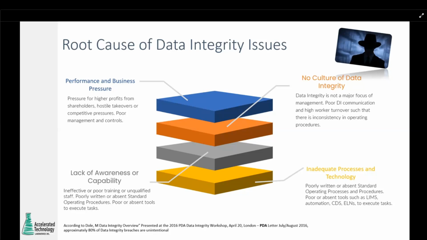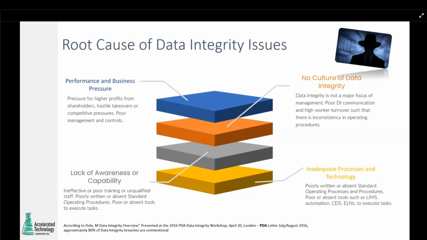So training and capability. What if the organization doesn't have a culture of data integrity? There's maybe poor communication of raw material problems among workers. Maybe there's high turnover. The operating procedures are inconsistent, aren't regularly updated. So if the organization doesn't make data integrity a focus in their management principles, it may not trickle down to the entire team. And then finally, if there's inadequate processes and technology.